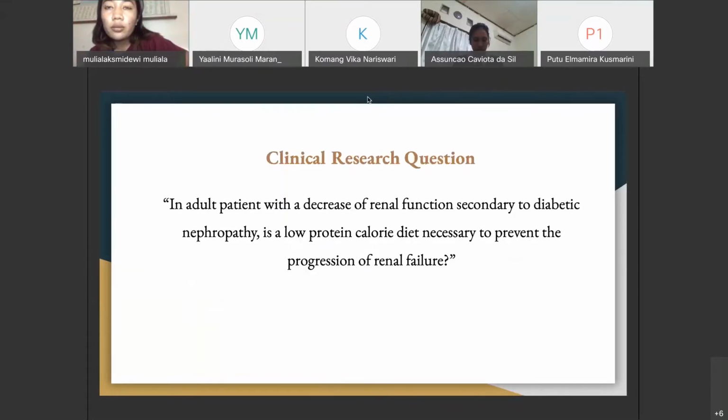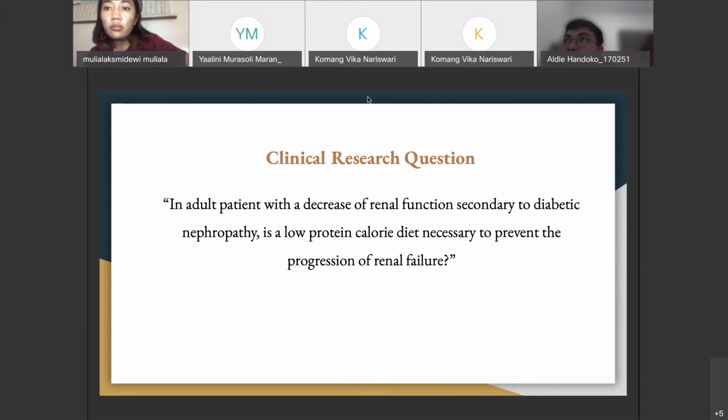Okay, next for the clinical research question. The clinical research question presents the idea to be examined in the study and is the foundation of the research study. The clinical research question for this scenario, according to the PICO, is: in patients with diabetic nephropathy with a decrease of renal function, is a low protein calorie diet necessary to prevent the progression of renal failure?